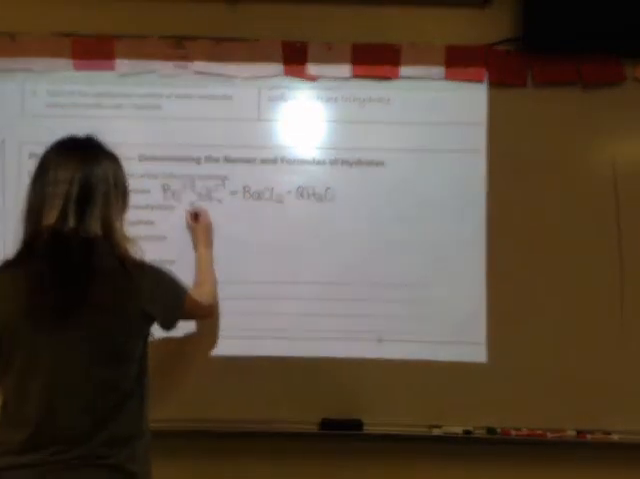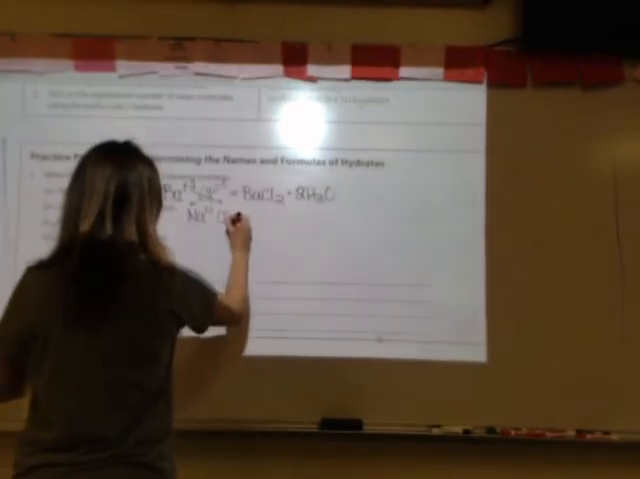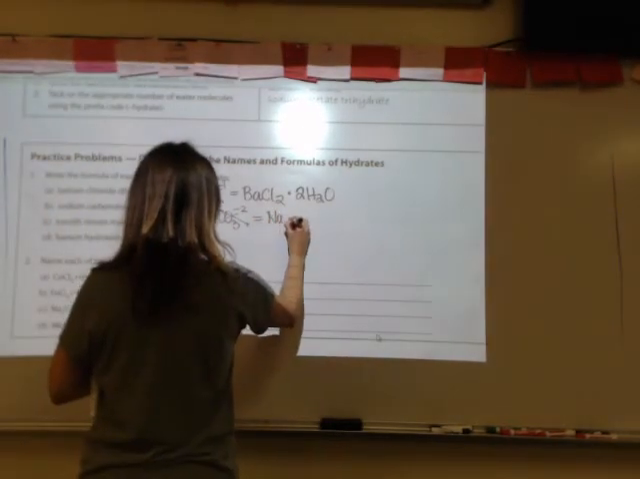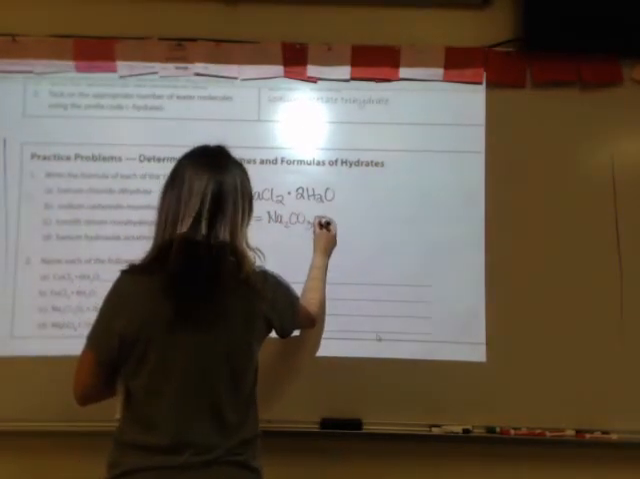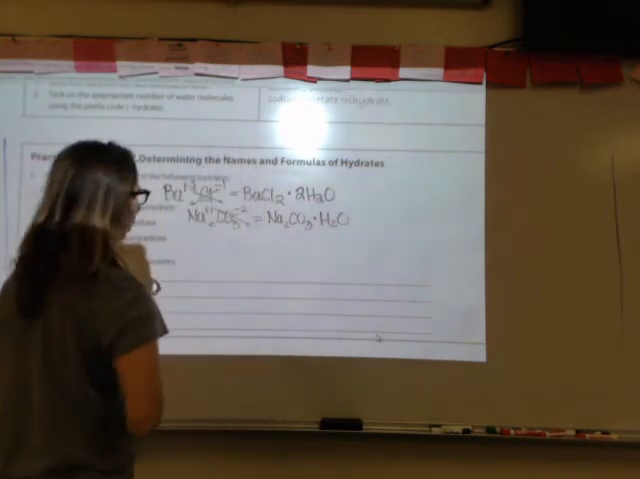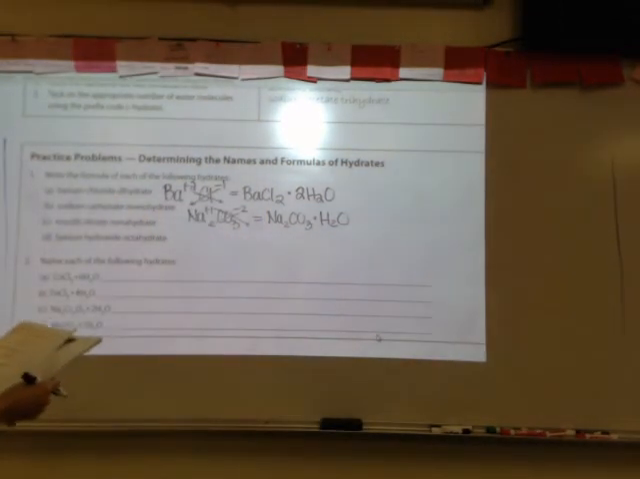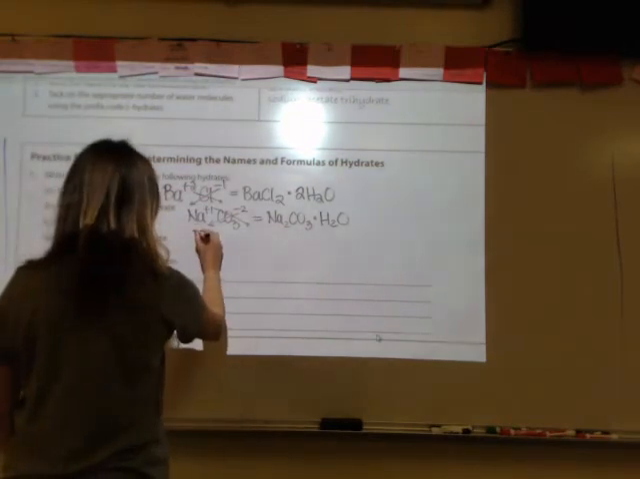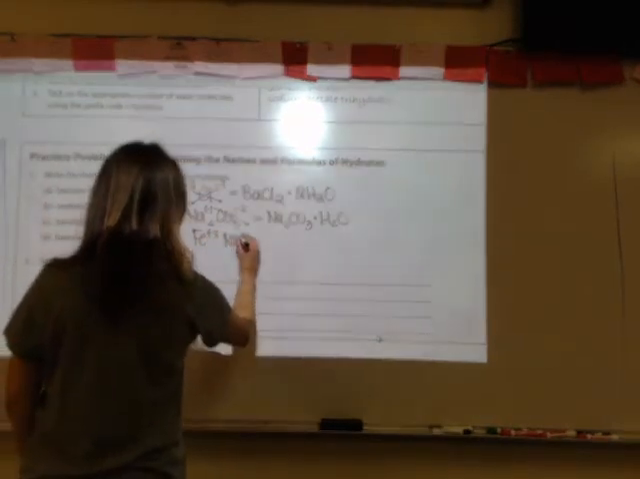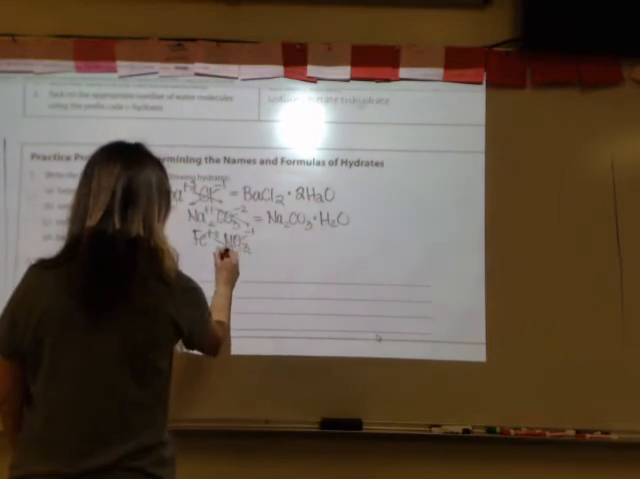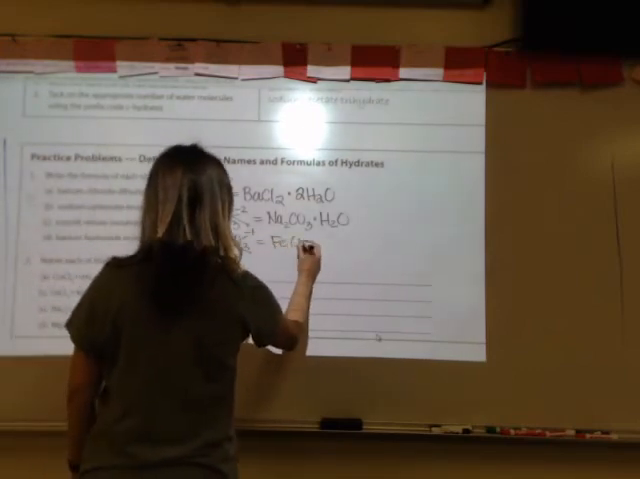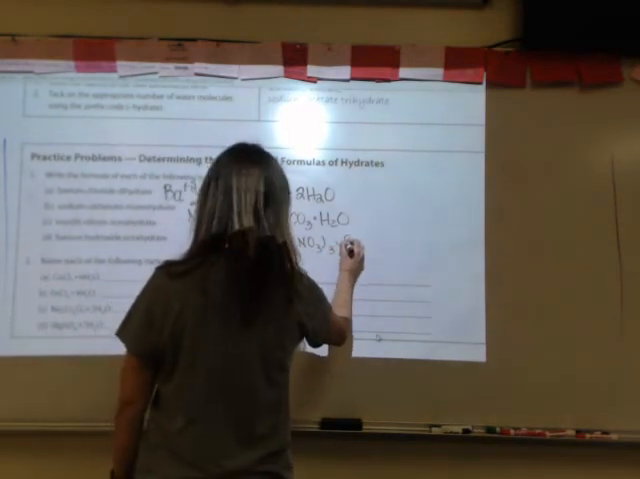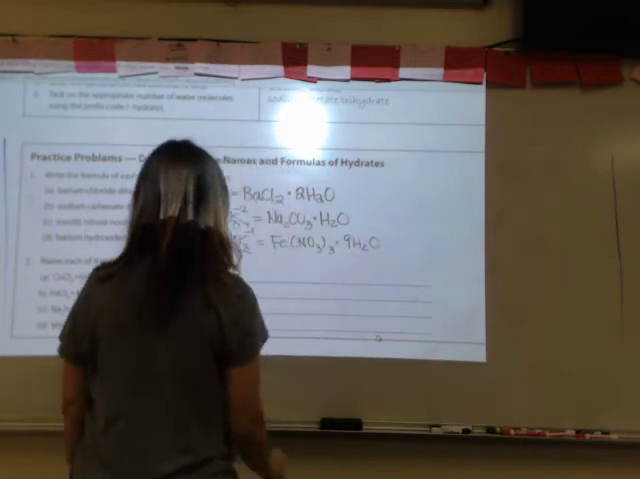Sodium carbonate, monohydrate. Sodium is plus 1. Carbonate is CO3 minus 2. Cross the numbers in the charges to give you Na2CO3. And monohydrate means you have 1 water attached. Iron 3 nitrate nonahydrate. So this would be Fe plus 3, NO3 minus 1. Cross the numbers in the charges. Put the NO3 in parentheses with the 3 outside, and then you'll have 9 waters attached.